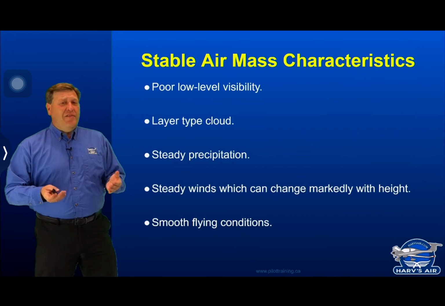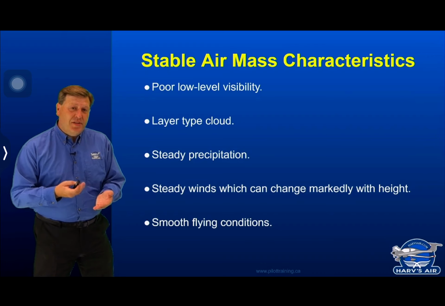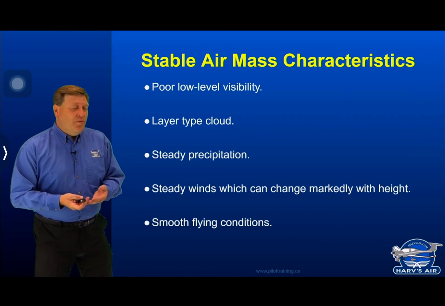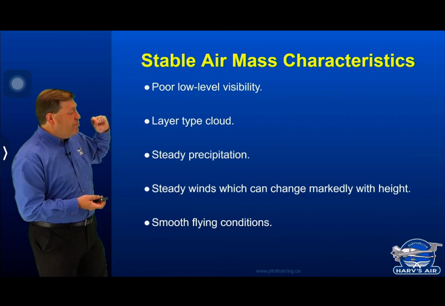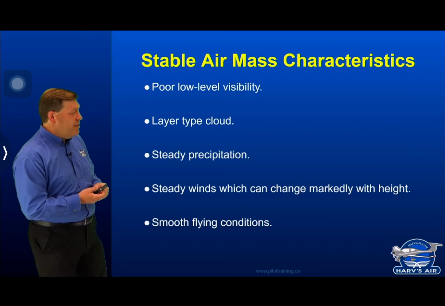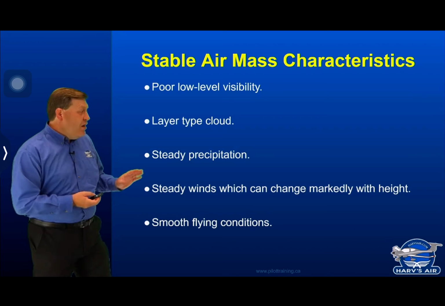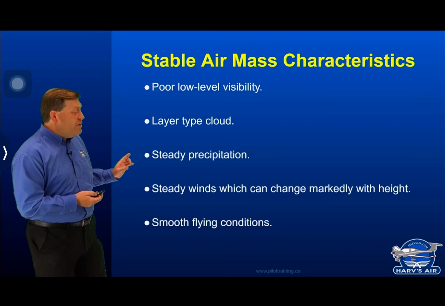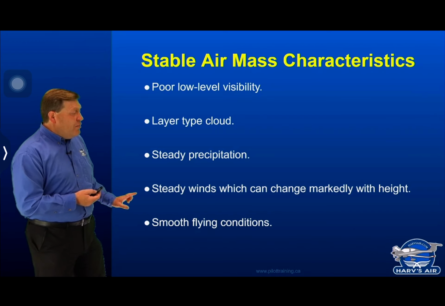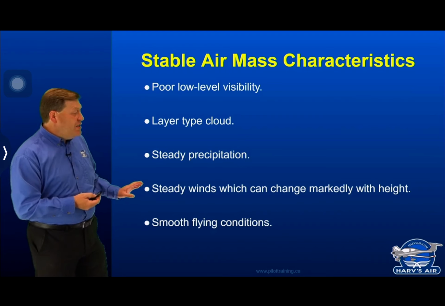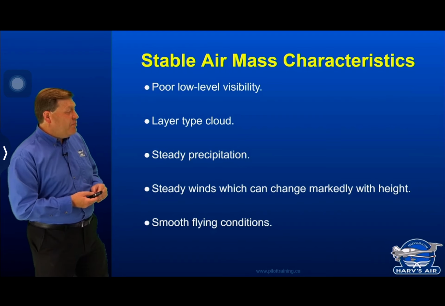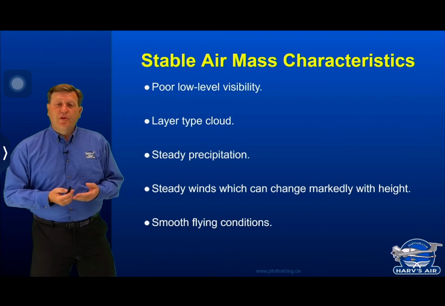So if we have an air mass that is stable, we would have an air mass with poor low-level visibility. Typically, we're going to have layer-type cloud. The precipitation will be more steady. We will have steady winds that can change quite a bit with height, and we're going to have smoother flying conditions.